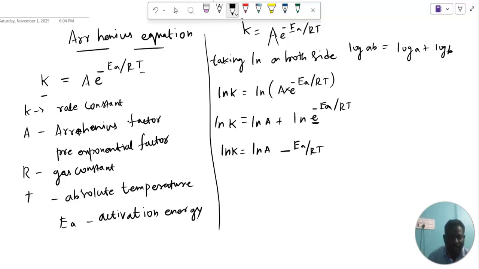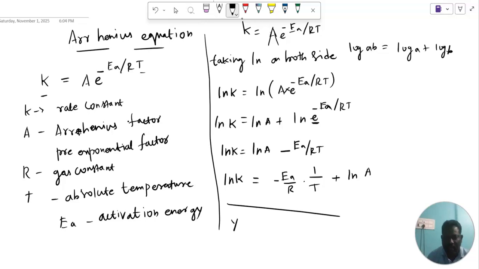So we can make this equation a straight line equation. I'm just rearranging this equation: ln k is equal to minus Ea by R, taking it in front, times 1 by T, plus ln A. If you see this equation, it looks like a linear equation, y is equal to mx plus c. So m is nothing but minus Ea by R, and 1 by T is your x, and this is your constant c, and this is your y.